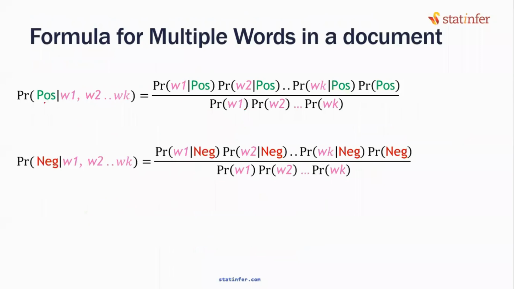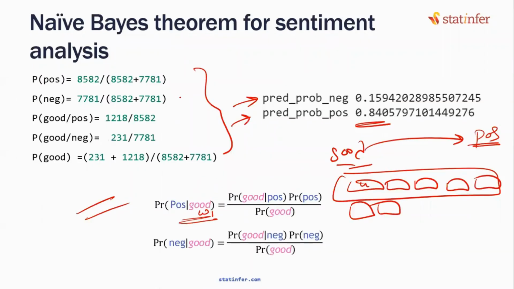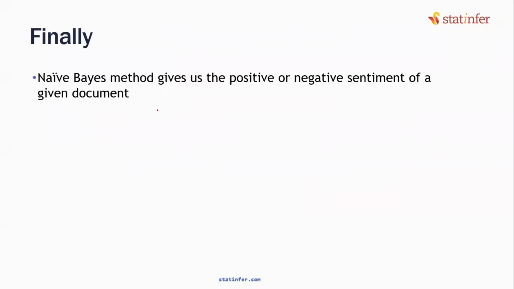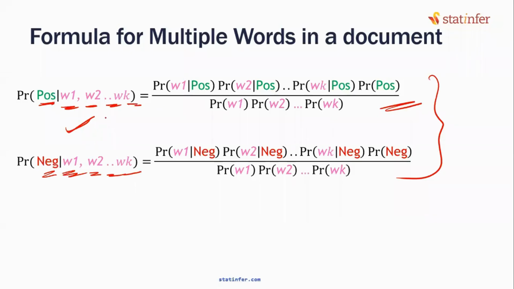It is only word 1. Probability of positive given word 1, word 2, word 3, and so on. This is the extended formula, which looks exactly the same way. The calculations are happening exactly the same way. Probability of negative given word 1, word 2, word 3, and so on. Finally, this formula will be applied in the back end. This is the original formula for Bayes theorem. So the Bayes model gives us the positive or negative sentiment of a given document by using this whole calculation.